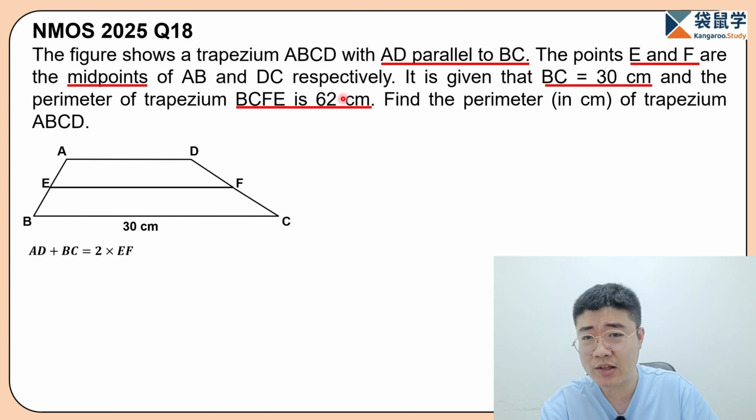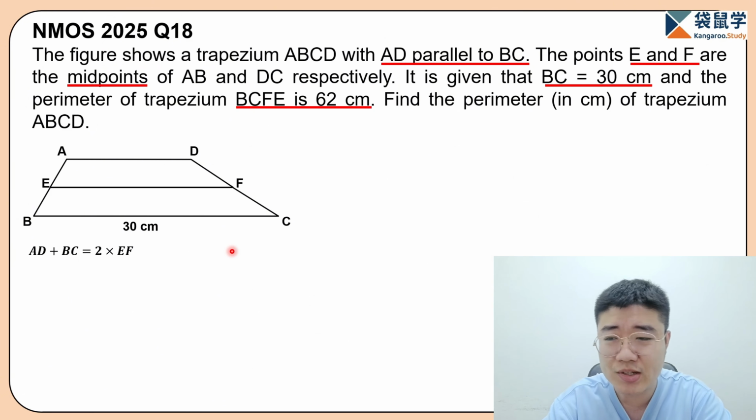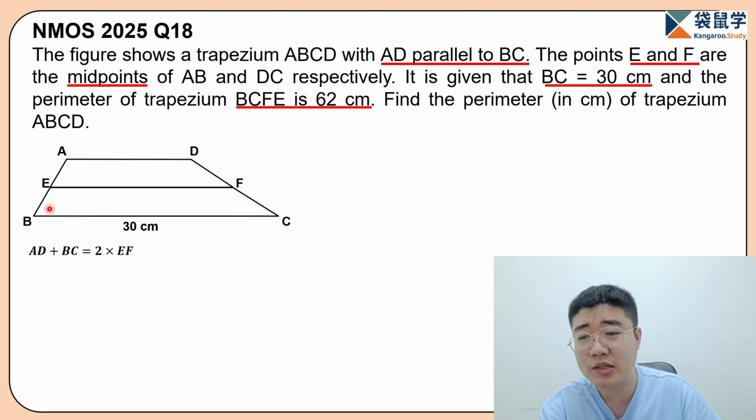In this question, they tell us that the perimeter of BCFE is 62. So let's label the 4 sides here. We already know BC is 30. For the BE, let's label it A. For the CF, since it is also equal to DF, let's label them B. Then the one that we do not know is EF.